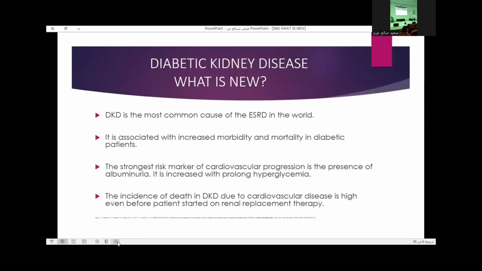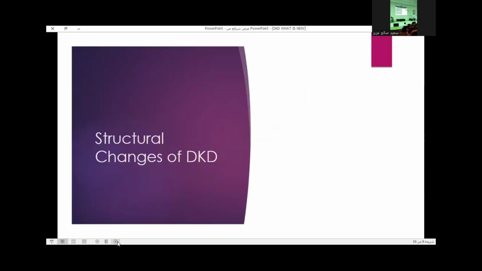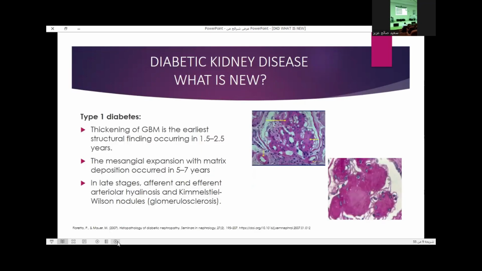All of us know diabetes is the most common cause of end-stage renal disease. It's associated with morbidity and mortality. The most important marker is albuminuria because it predicts mortality in this population. Also, all of us know there is a relation between uncontrolled diabetes and the increased incidence of chronic kidney disease. So let us talk a little bit about the structural changes in diabetic kidney disease.